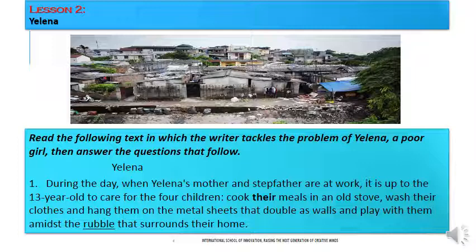So, from the first paragraph, we can guess that Yelena is a poor girl who lives with her mother and stepfather. We can also infer that she is 13 years old. We can also infer that she takes care of the 4 children, it means her brothers and sisters. She cooks their meals, she washes their clothes, and she plays with them around their home. So these 3 things that are mentioned in the first paragraph are enough to know that this girl is suffering.